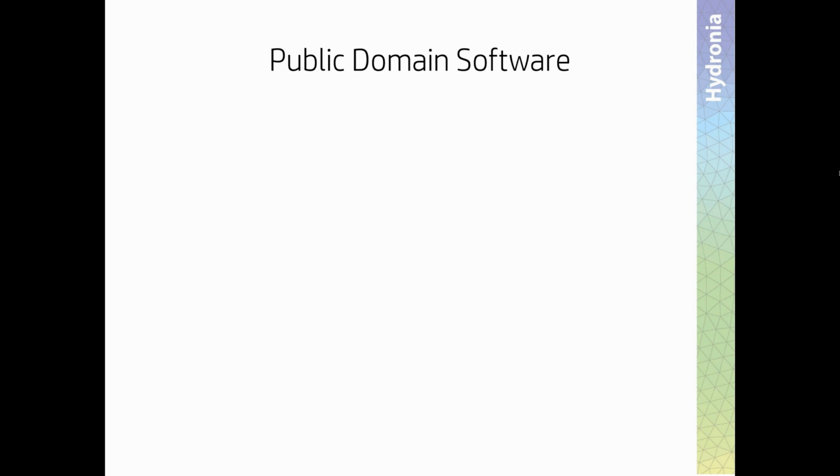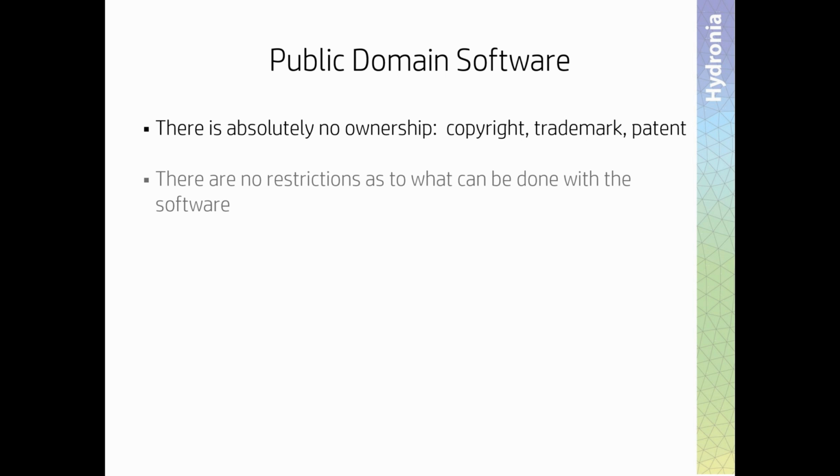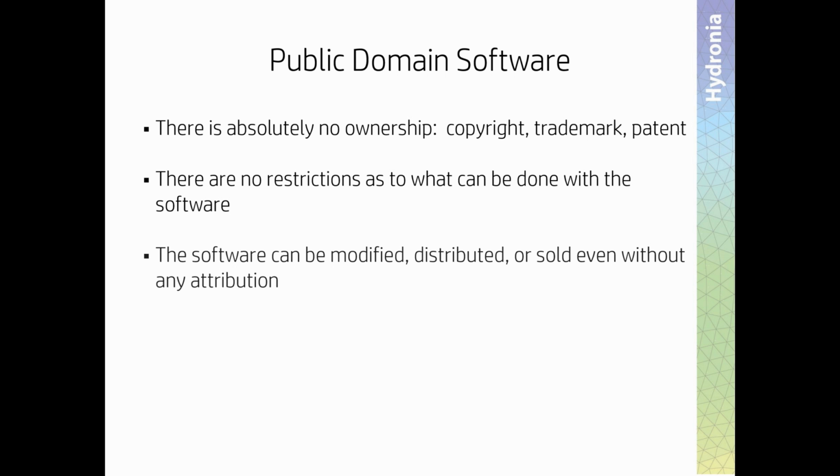So first, I want to discuss what actually is public domain software. The reason I want to discuss this is because there are many instances where I've seen the term used in the wrong way. Public domain software is defined, or accepted to be, software that has absolutely no ownership. There is no copyright, no trademark, no patent on that type of software. There are no restrictions to use the software in any way you want. And also the software can be modified, distributed, or even sold without any attribution to the ownership or the developer of that software. That is what is universally accepted as public domain software.